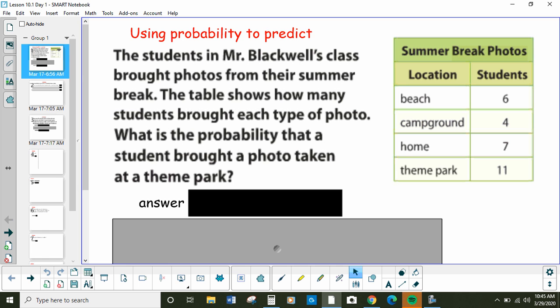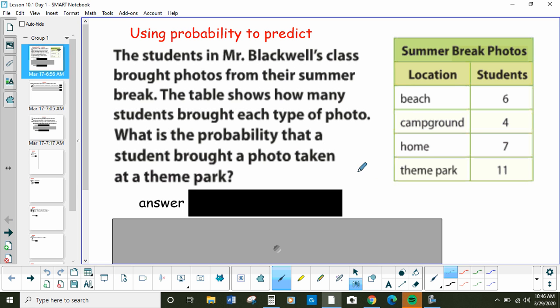Go ahead and read this problem right now to yourself. Go ahead and pause the video and read it real quick to yourself. So today we are using experimental probability. That means getting a probability from actually doing the experiment yourself. And it says here, students are sharing photos, and they ask what photos they shared, right?